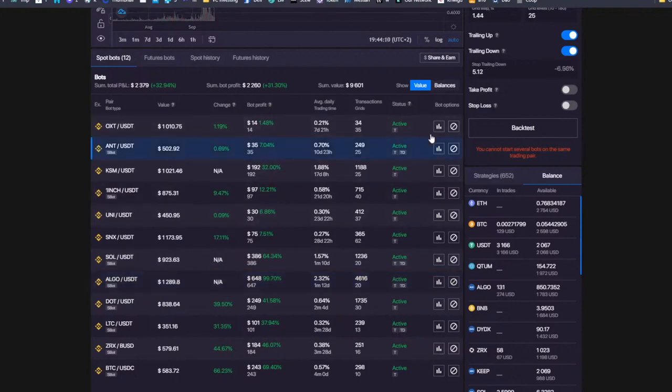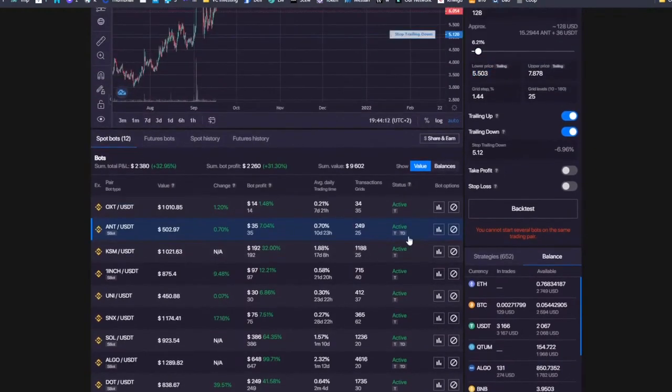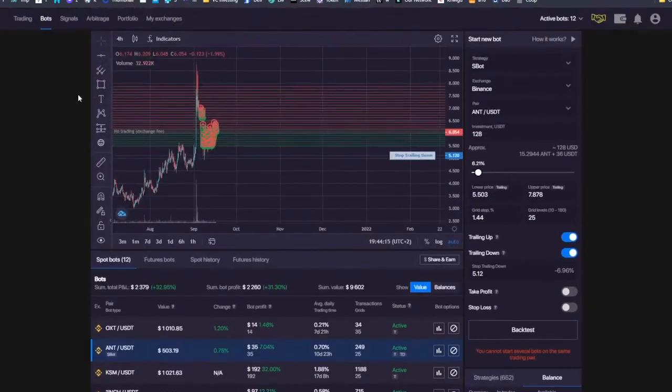I even have on ENS the trading down feature enabled. So whenever it starts to trade below the initial trading range, it will set new buy orders over here until the price level at which you set your stop trading down. So it's going to buy more until this price level, until the stop trading down. And that way you can always reconfigure your bot even when it's live.